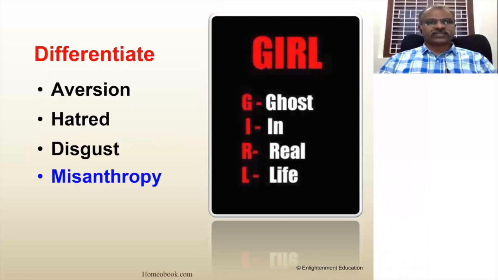Now it's very easy to differentiate these four rubrics. Aversion, hatred, disgust, and misanthropy. All are similar dictionary meaning. Medicines are different and interpretations are different. Aversion means in which condition we will work out the rubric aversion. That means a firmly settled dislike. I have aversion to that particular person or aversion to that particular food, whatever it may be. A firmly settled dislike.